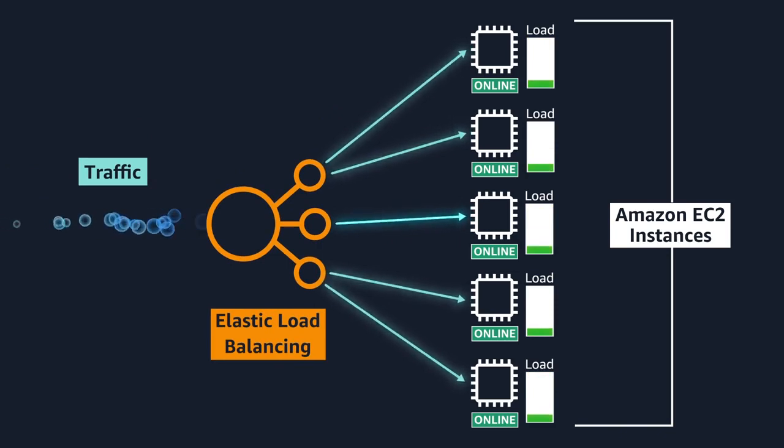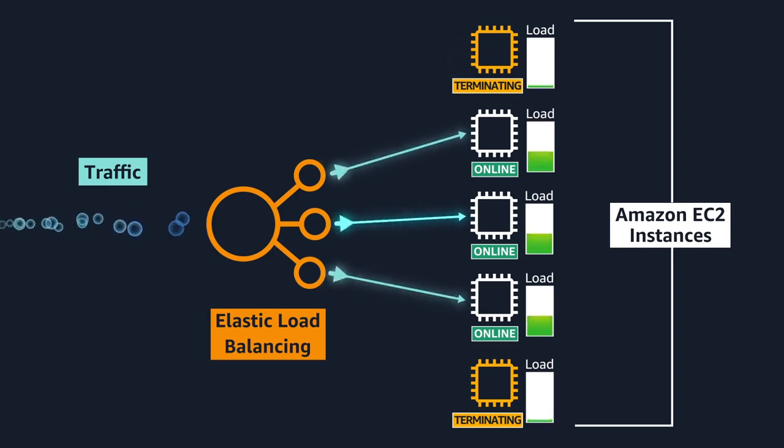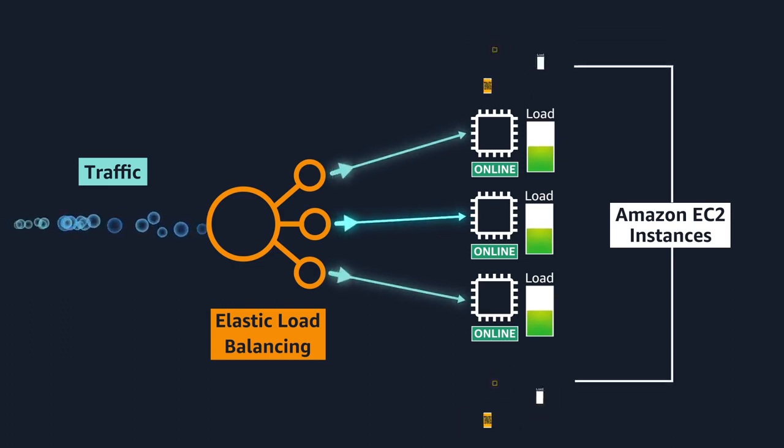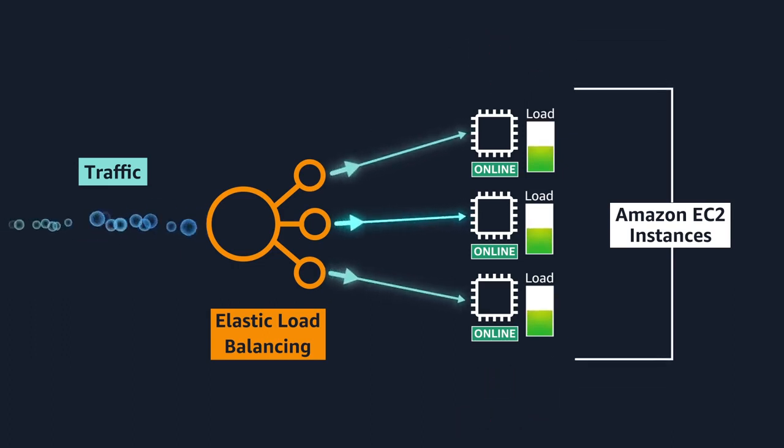Once the fleet scales in, ELB first stops all new traffic and waits for the existing requests to complete, to drain out. Once they do that, then the auto-scaling engine can terminate the instances without disruption to existing customers.